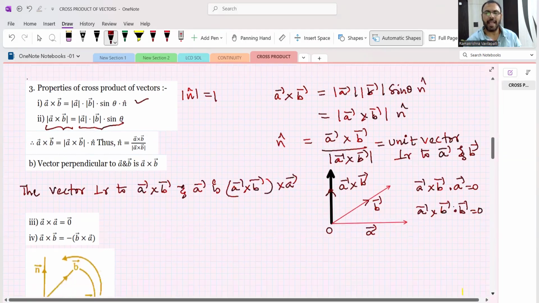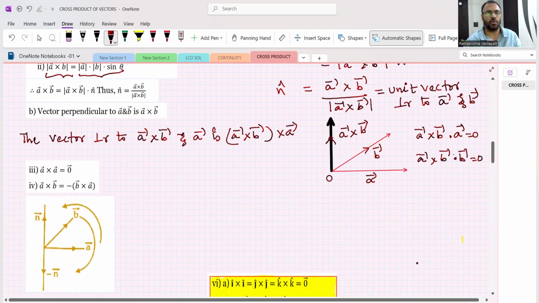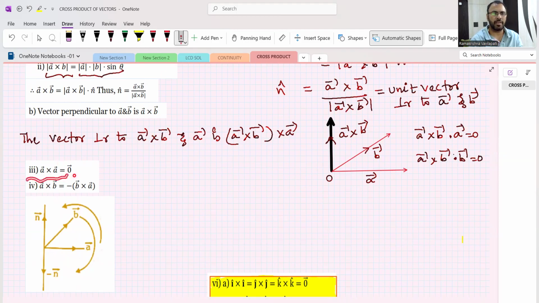Well, the angle between A bar and A bar is 0. So therefore, A bar cross A bar is equal to 0 bar, because the angle between A bar, A bar is equal to 0. So sine 0 is equal to 0. Therefore, A bar cross A bar is equal to 0 bar.